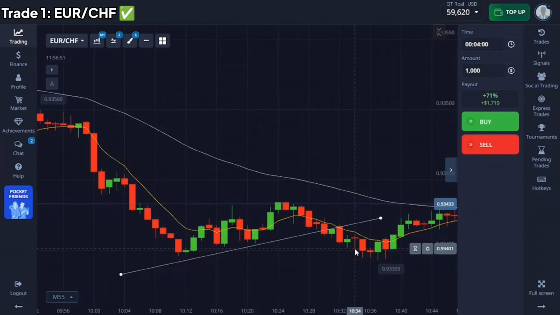And then around 10:34, the position closed in profit. This was just a brilliant trade. It really was a brilliant trade. And at the end of the day, all this was a simple trendline break.